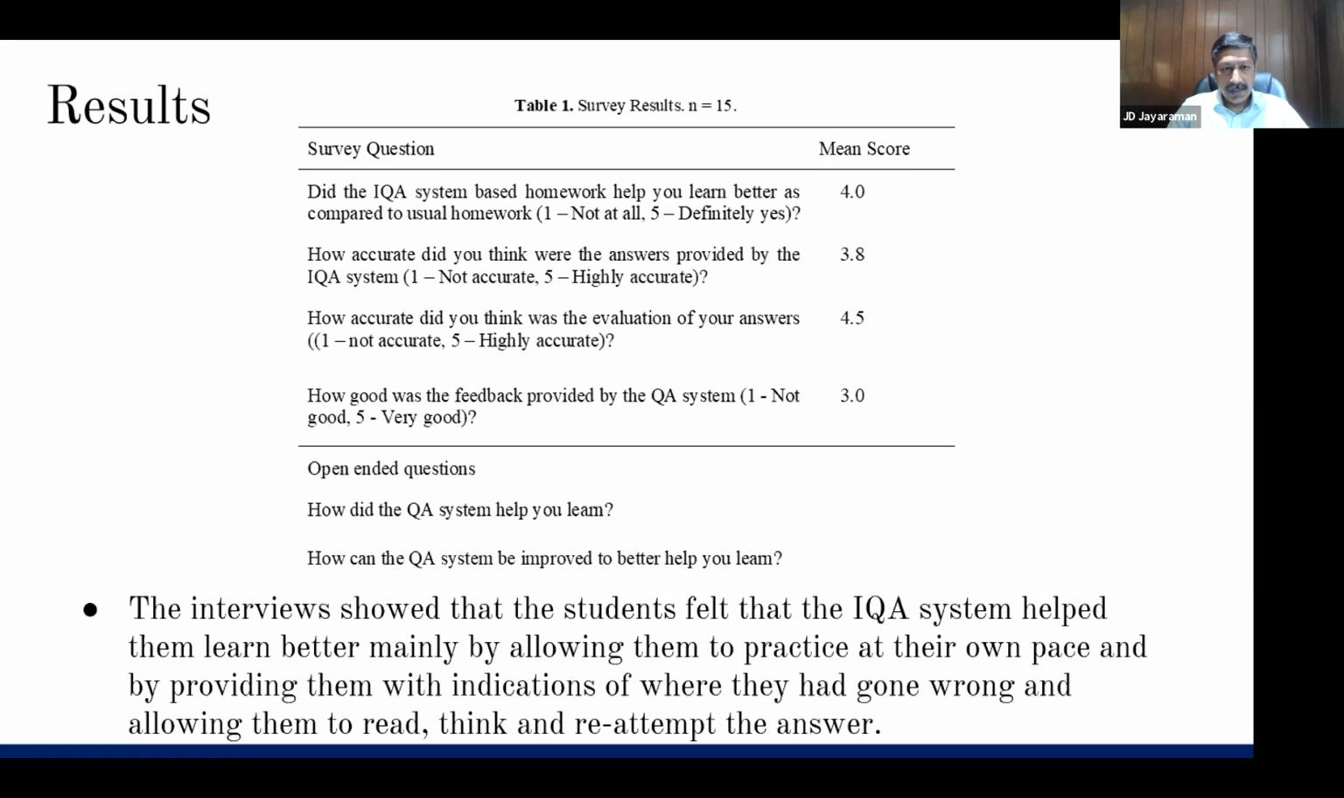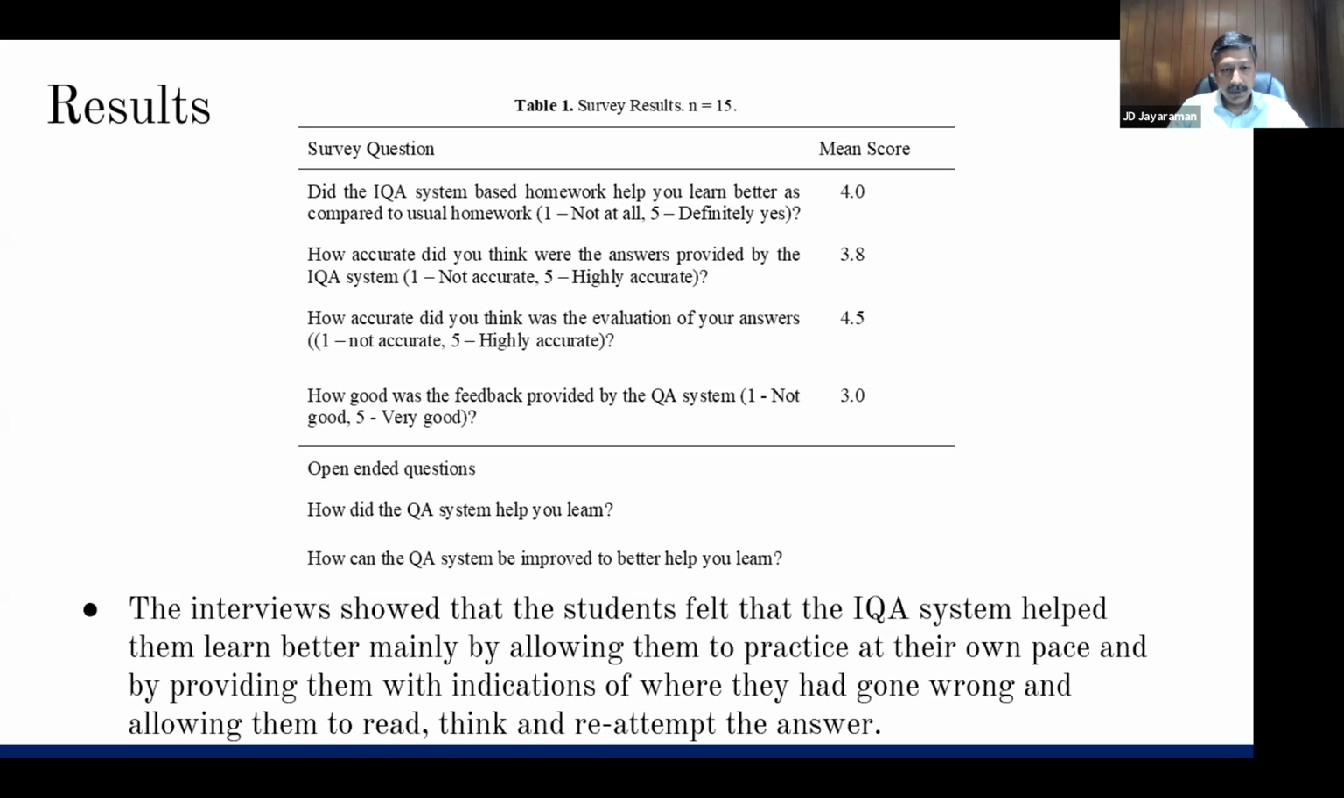The survey questions we asked are over here. We asked, did the IQA system homework help you learn better? How accurate did you think were the answers provided by the system? We wanted to get a sense for how good the system is as well, so we can improve on it in the next iteration of the study. So we do see that the system did help, but we do see here as well that things can be improved, right? So that's the takeaway from this survey we did.